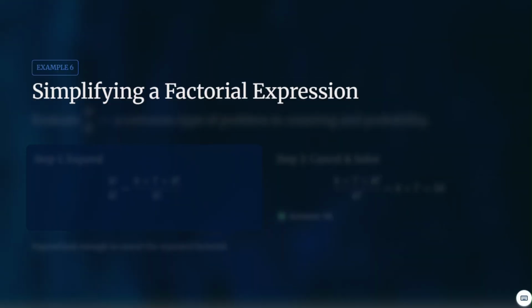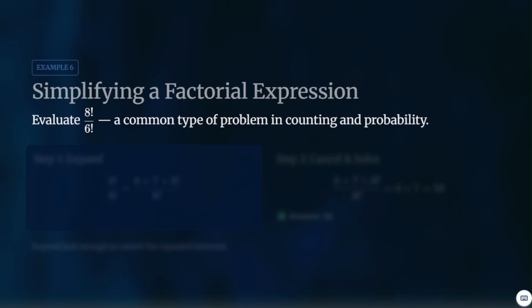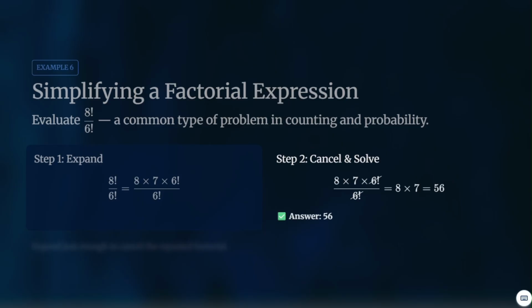Now, sometimes you may have a question like this. Evaluate 8 factorial over 6 factorial. That's a common type of problem in counting and probability. So step number 1 will be to expand. 8 factorial you could rewrite as 8 times 7 times 6 factorial, and 6 factorial in the denominator will remain 6 factorial. Now you can simply cancel 6 factorial in the numerator and in the denominator, and you'll be left with 8 times 7, which is 56. The key insight here is to expand just enough to cancel the repeated factorial. No need to compute large numbers.